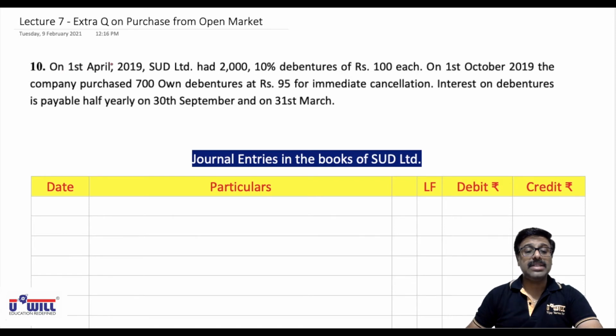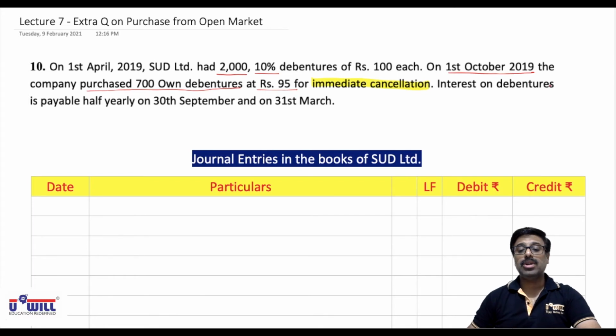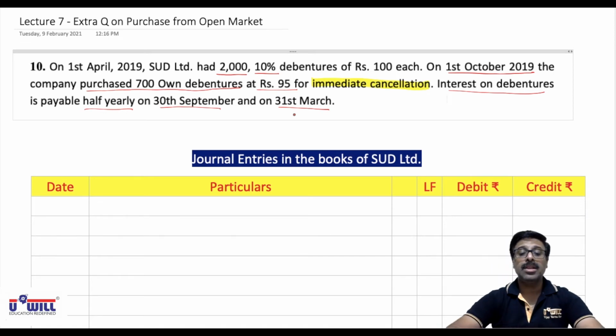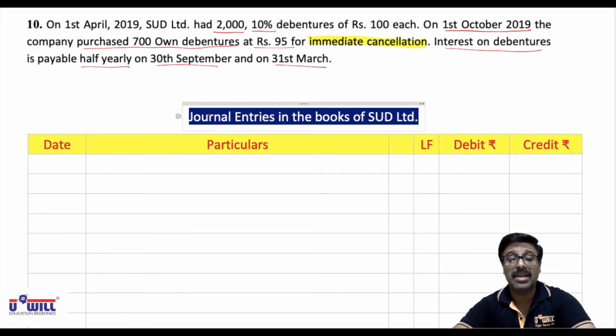Be attentive. On 1st April 2019, SUD Limited had 2,000 10% debentures of 100 each. Total existing 2000 10% debentures are there. Now on 1st October 2019, the company purchased 700 own debentures at rupees 95 for immediate cancellation. We discussed that they are purchased for immediate cancellation, so the second entry of own debentures cancellation will be passed. Interest on debentures is payable half yearly on 30th September and 31st March. So what all entries would be passed? Make the format of journal entries in the books of SUD Limited, everyone. One page format, make it fast.